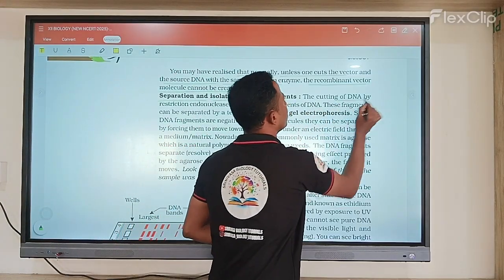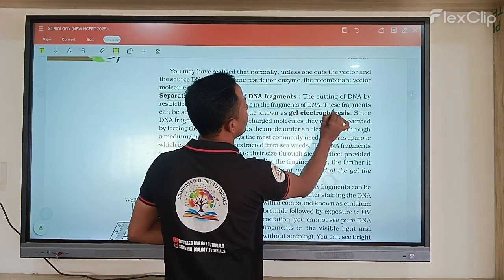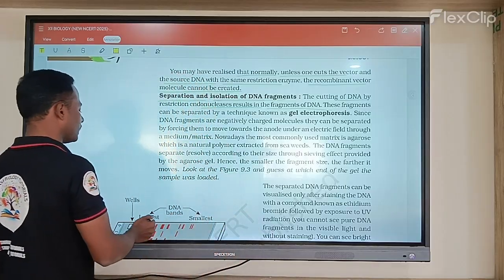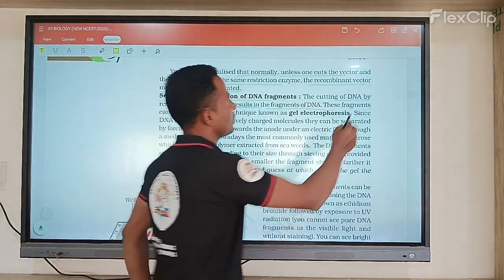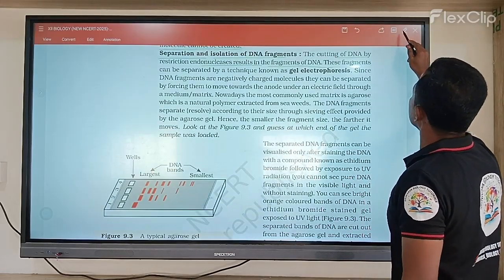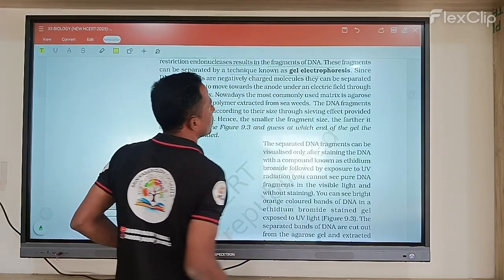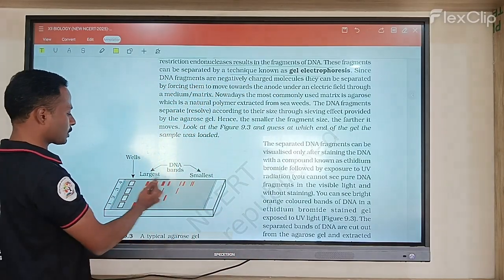The cutting of the DNA by restriction endonuclease results in fragments of DNA. So when we cut the DNA, what is formed? Small DNA fragments are formed. These fragments are separated by a technique called gel electrophoresis.